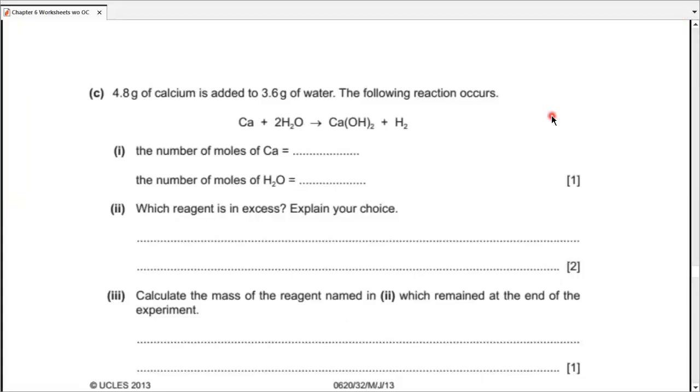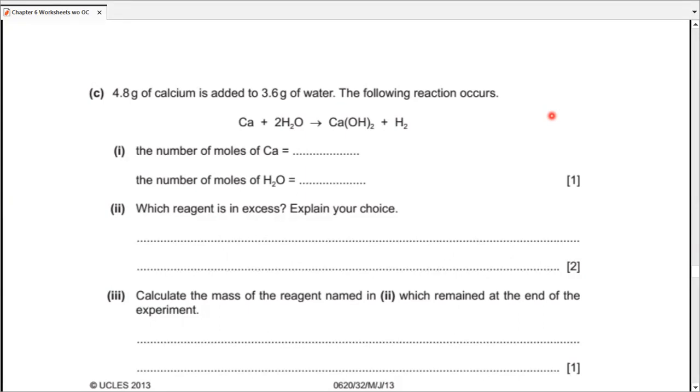Those limiting reactant questions started off with solutions. This one is not based on solution. Take a look at the first line of this question. It says that the calcium is present in the mass in grams, that is 4.8 grams, and the water is just 3.6 grams, which means we cannot use the concentration formula. Since both quantities are given in terms of mass in grams, it would be a very simple formula.